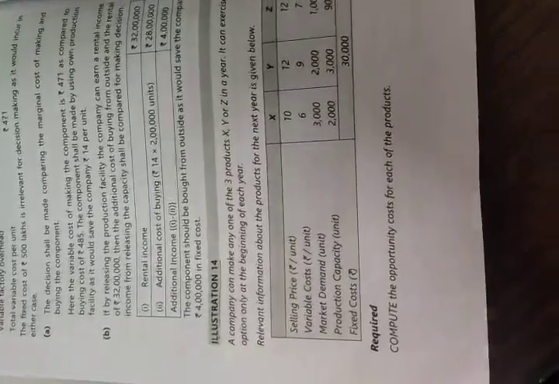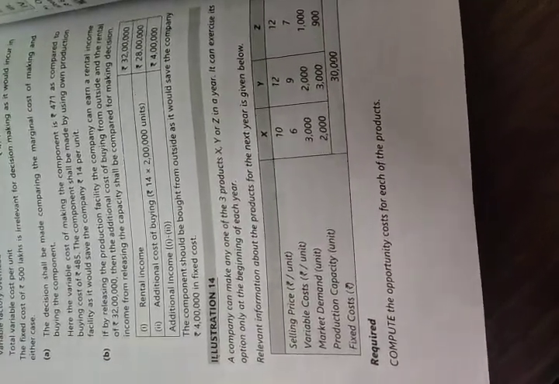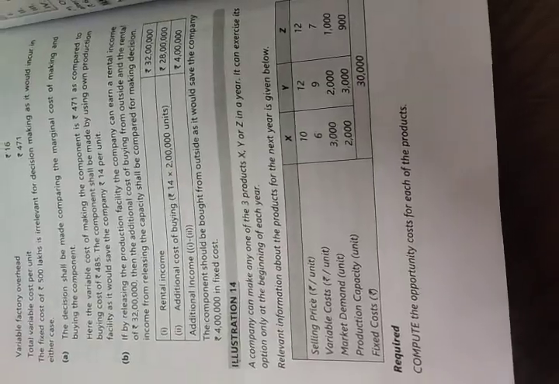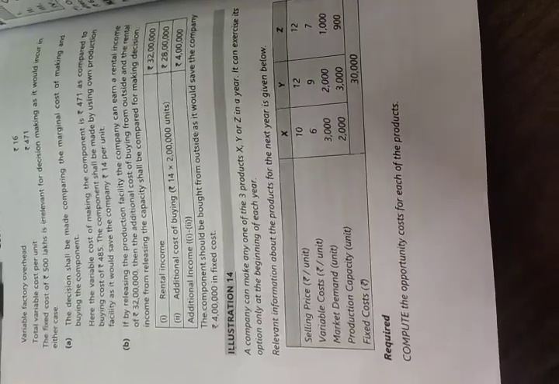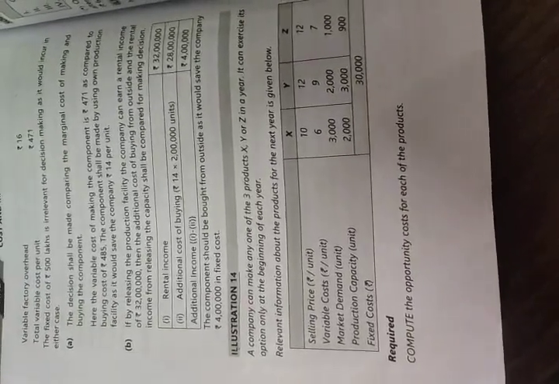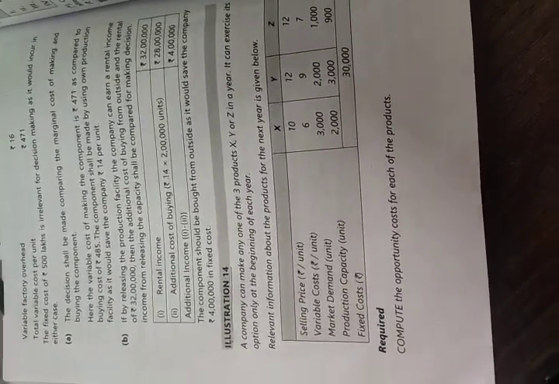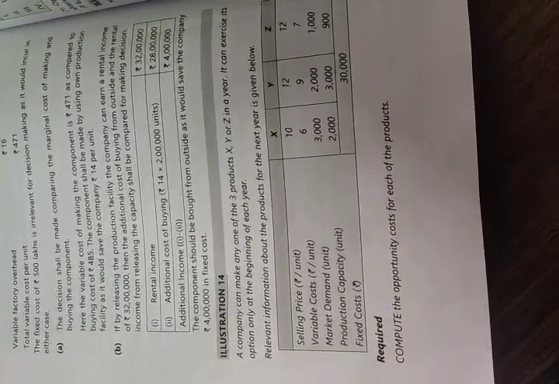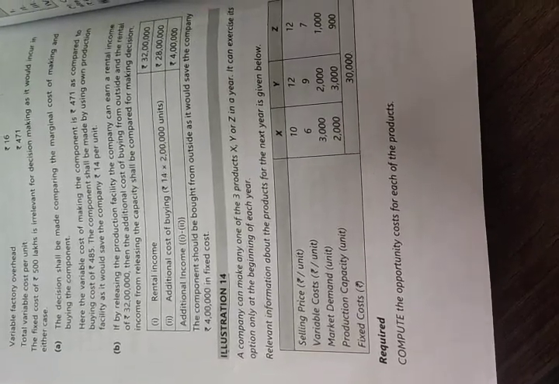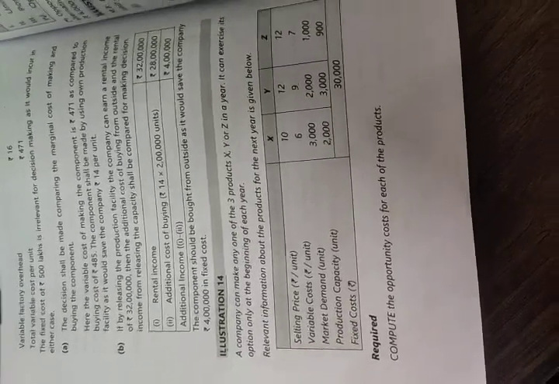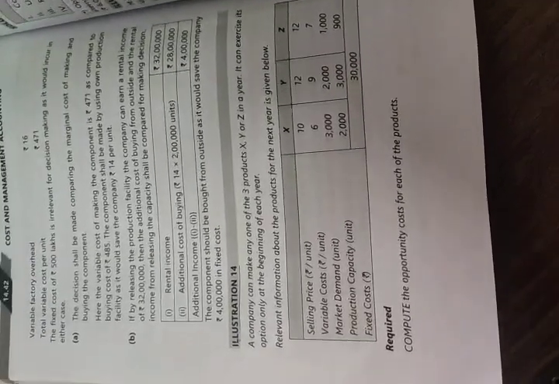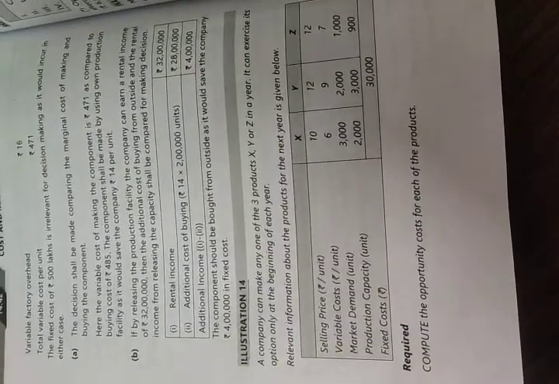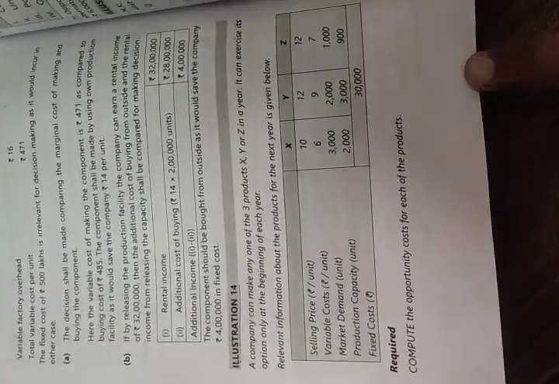Right now we are required to compute the opportunity cost for each of the products. First of all, let's understand the question. Here is a company which is manufacturing three products in a year, X, Y, Z, and it is in a dilemma about what product should be manufactured this year. It can only decide this once. After initiating the production, it cannot stop and switch to produce another product. So this decision is very crucial, and therefore the details are given here.